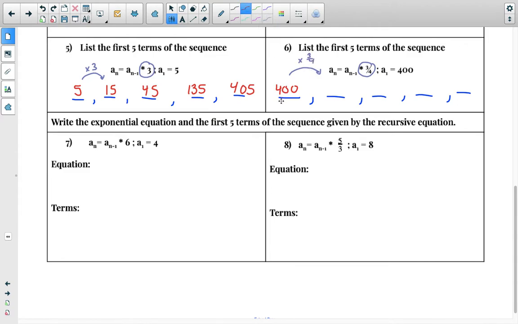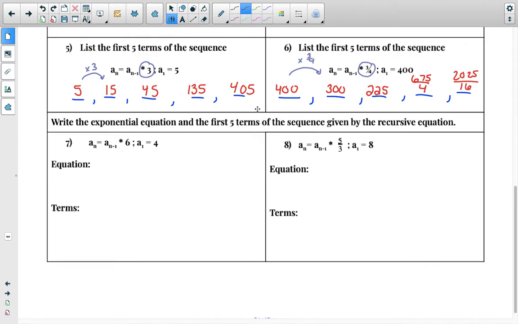So 400 times 3/4 gives us 300. So that's our second term. Then we'll take 300 and multiply it by 3/4 again. We get 225. Then we'll multiply 225 by 3/4 and we get a fraction of 675 over 4. We'll then multiply this fraction by 3/4 and get 2025 divided by 16. These are our first 5 terms given our recursive form.